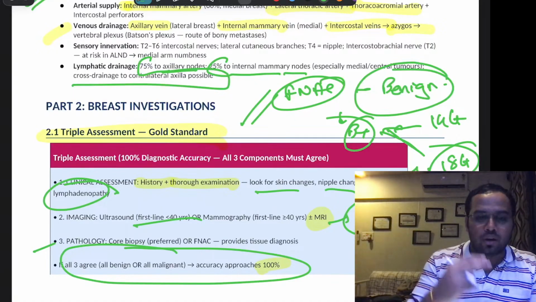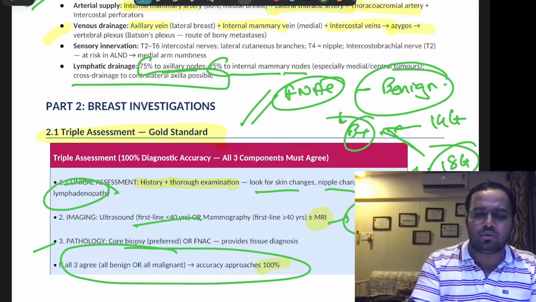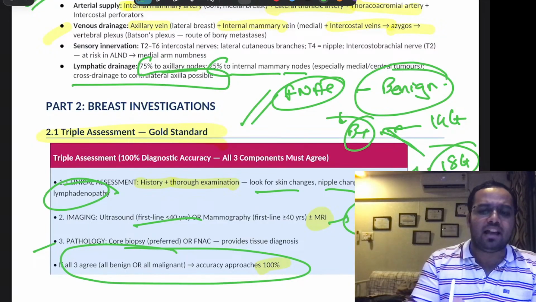और कहां पे MRI यूज करोगे? प्रेगनेंसी है, यू आर गोइंग टू डायग्नोस, यू कैन नॉट यूज मैमोग्राफी, गो फॉर MRI. थर्ड कहां यूज कर सकते हो?